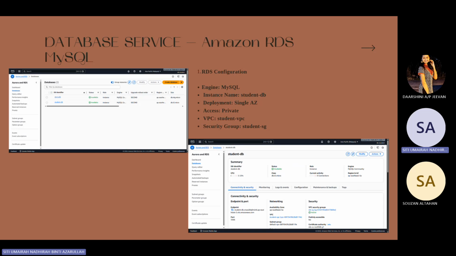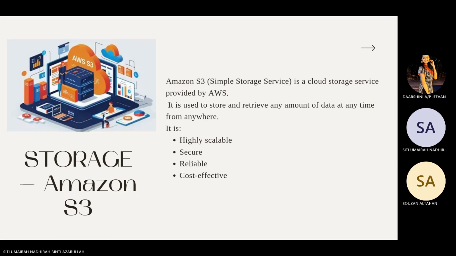For the database, we use Amazon RDS with MySQL. The RDS instance was created inside the same VPC. It is not publicly accessible for security reasons. Only the EC2 instance is allowed to connect to the database using port 3306. To test the database connection, we use the testdb PHP file.